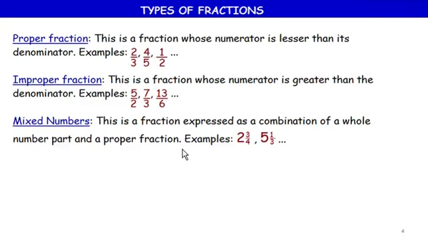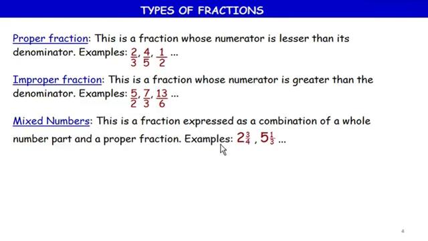So mixed numbers is actually a result of improper fraction, alright? So we can only have mixed numbers when we have improper fraction. So with a mixed number, we try as much as possible to rewrite improper fractions in a different way so that it makes more sense, right?